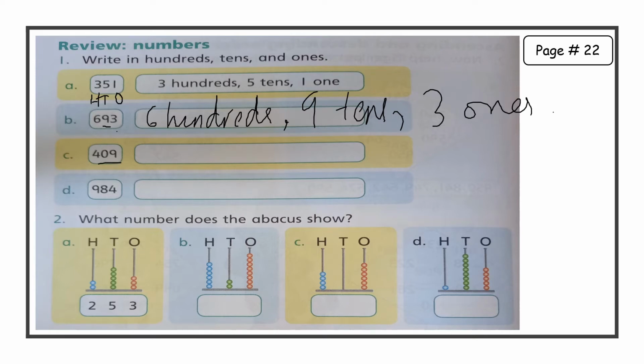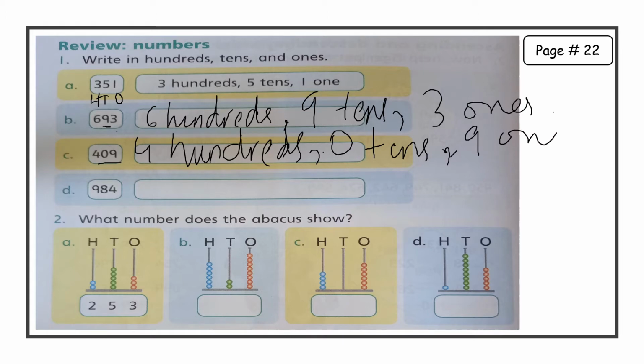Now let's do this one. How many hundreds are here? 4 hundreds. And how many tens are here? 0 tens. And how many ones are here? 9 ones. And I'm leaving this part for you. You have to do this by yourself.